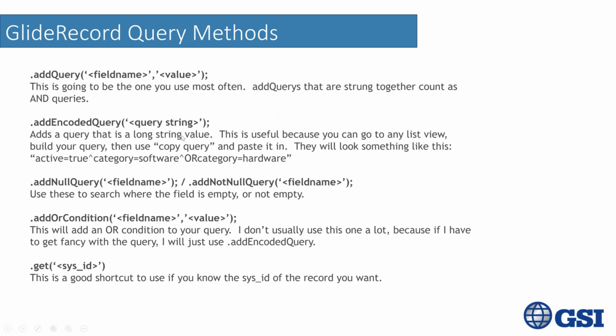I'll show you how to use an encoded query and how to get that, but the best way is to bring up a list view in ServiceNow, build out the query that you want, return the records that you want, then right-click on it, say copy query, and then you can paste it into this statement. And this is what it looks like: active equals true, category software, separated by this little character, or category hardware. So this is show me all the active ones where category is software or hardware, right? And I can copy that, paste that into where that query string is, and have that query without having to run .addQuery.